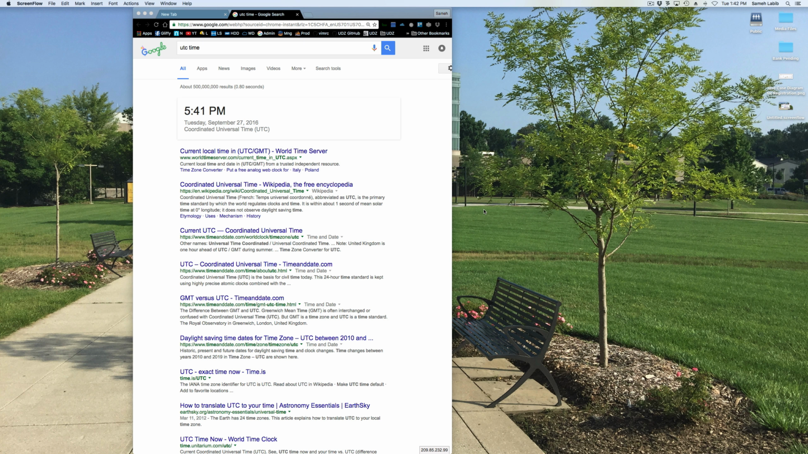The UTC time does not depend on where I am standing on the earth. If I ask Google, what is the UTC time, for example, it tells me it is 5:41 p.m. right now. What that means is in the Greenwich Mean Time zone, the time right now is 5:41. For example, right now in Baltimore, Maryland, the time is 1:43, whereas the UTC time is 5:43.